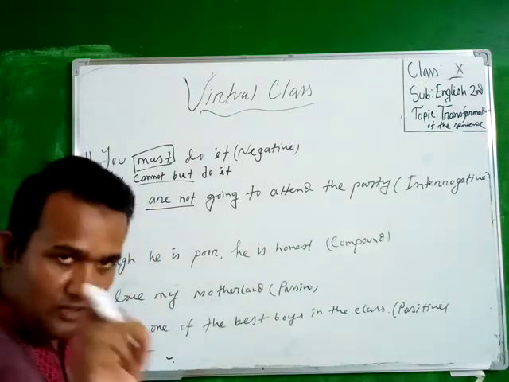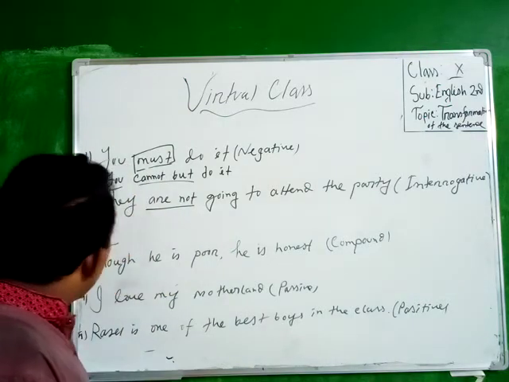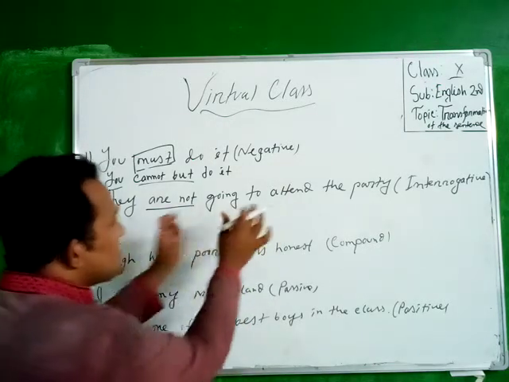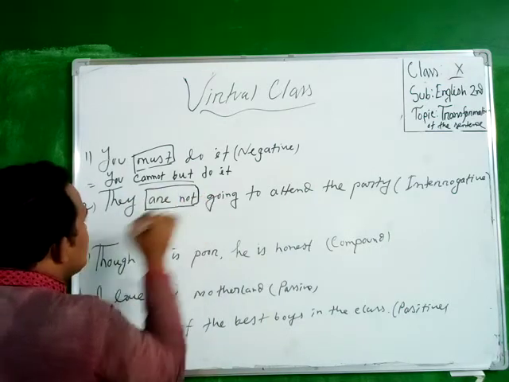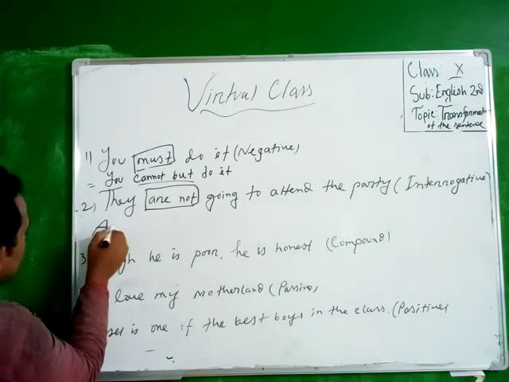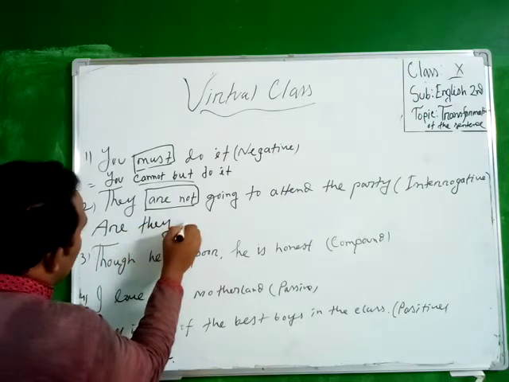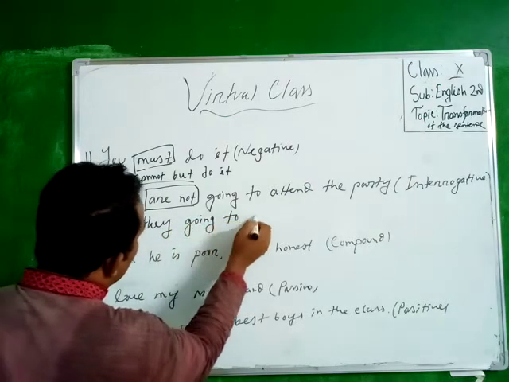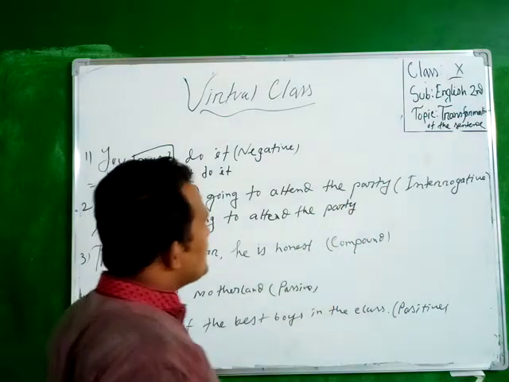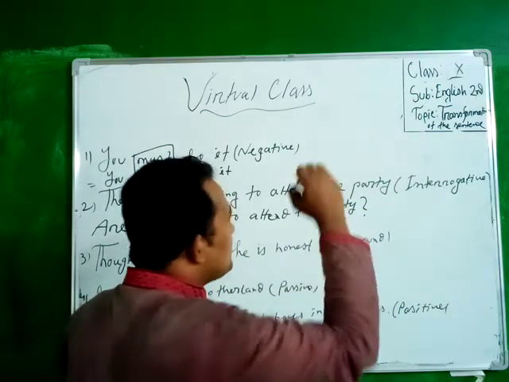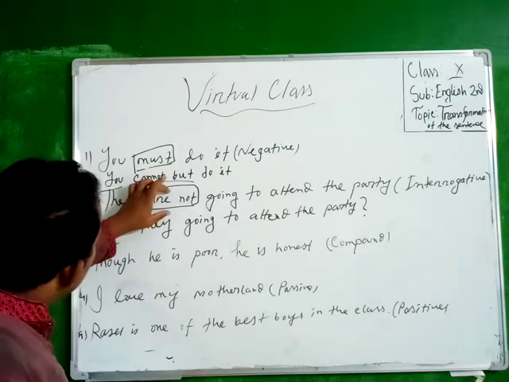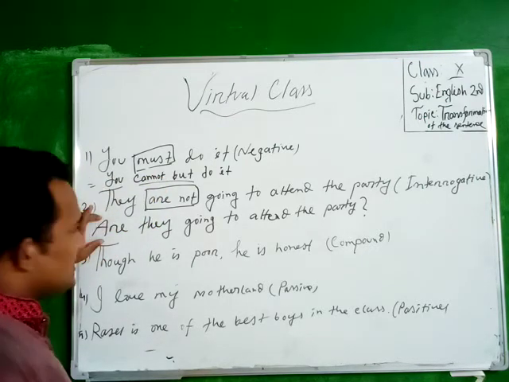Here are is the auxiliary verb, so this are will come at the beginning of the sentence. You can see that are not is a negative sentence, so if you make it positive, you have to bring only are here. So, are they going to attend the party? At the end of the sentence, you have to put a note of interrogation or question mark. This sentence is negative, you have to make it positive, and the auxiliary verb always comes at the beginning of the sentence.